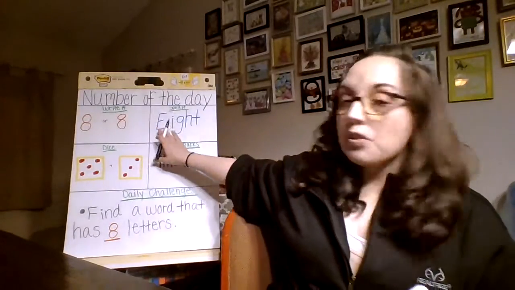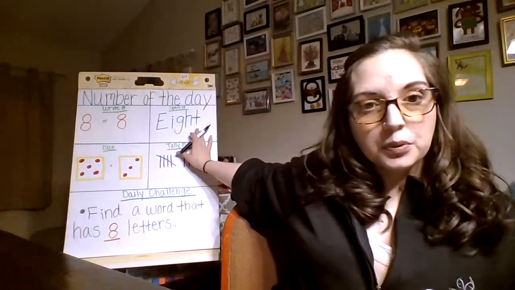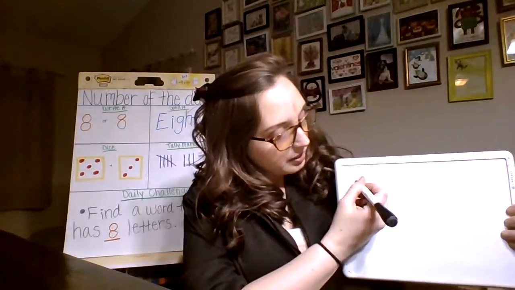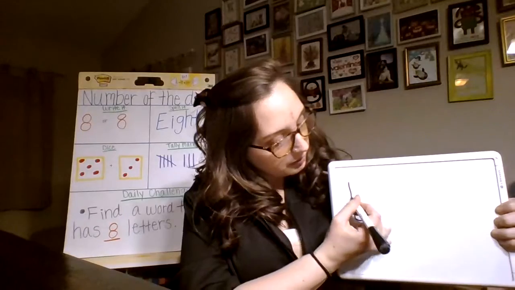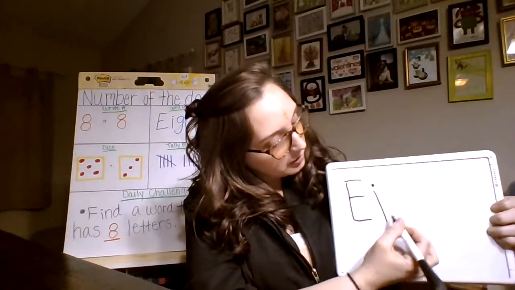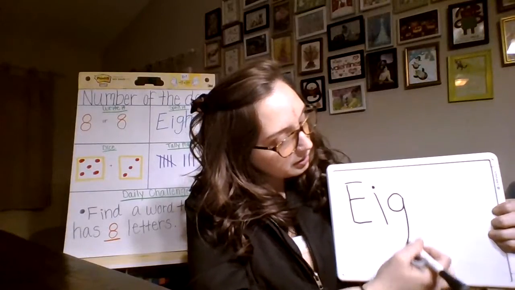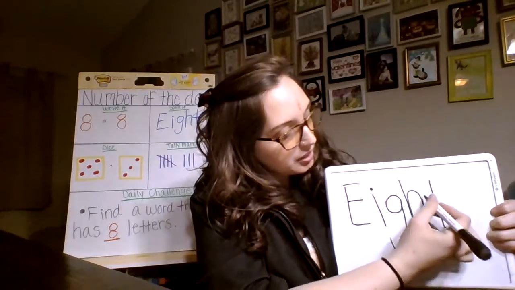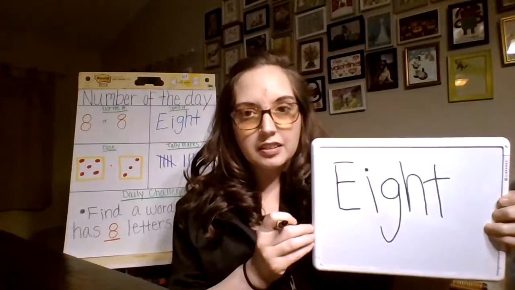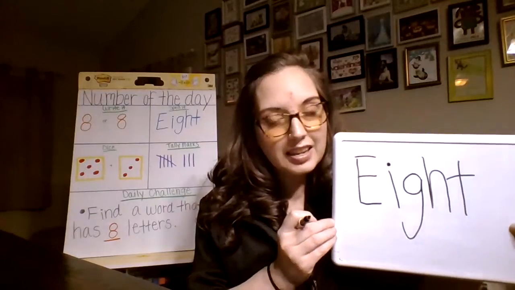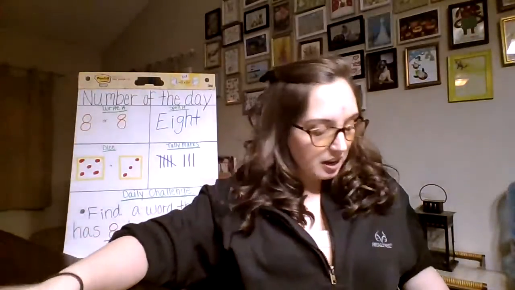So now that we know the letters to spell the word 8, let's write it. So that's an E, I, G, H, T, just like in Tristan and Talon. And that's how you would spell the word 8. Great job, friends.